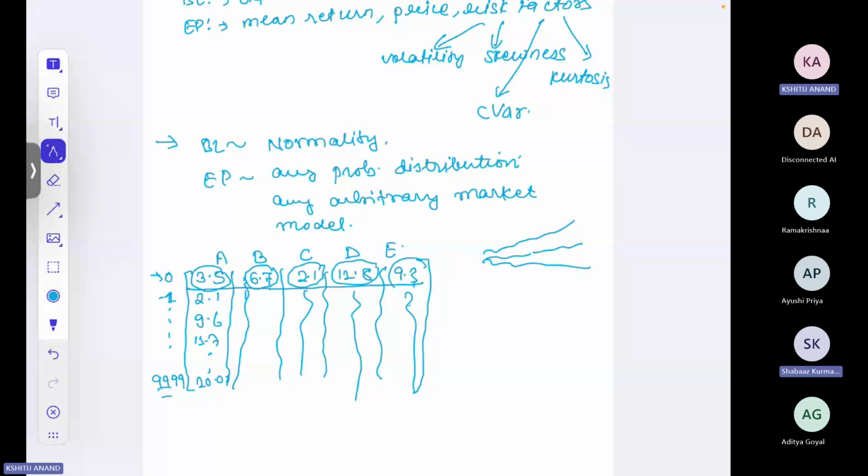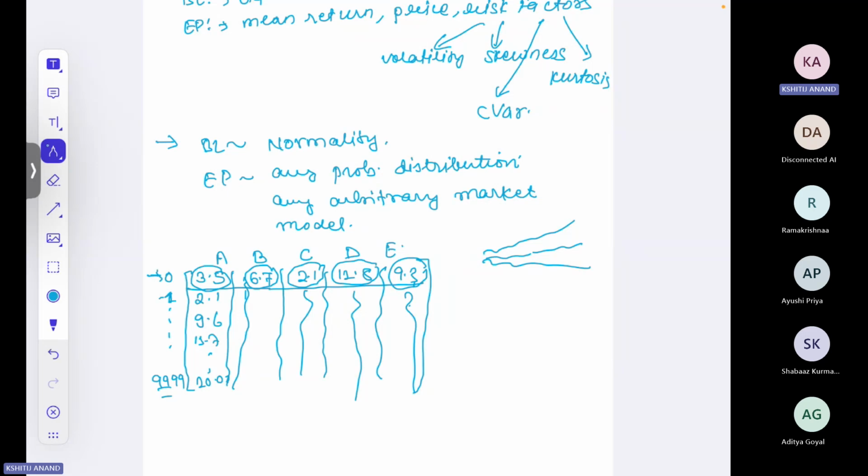Okay, so this is a kind of joint scenario, right? This is the first scenario, and in the first scenario you have five different stocks, and for all five stocks you have their returns. So it's a kind of joint scenario. Now this matrix is basically called the R matrix. Okay, this matrix we call R.